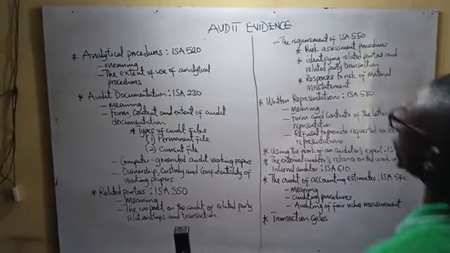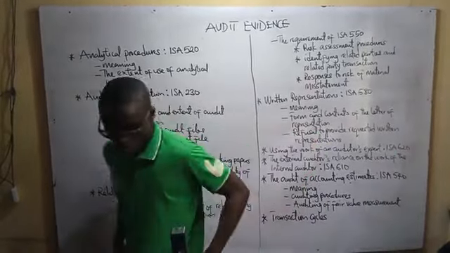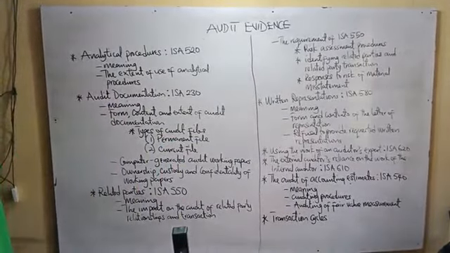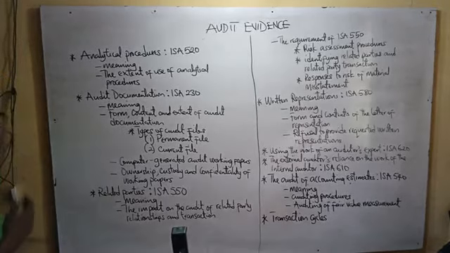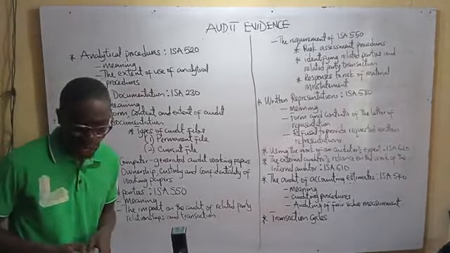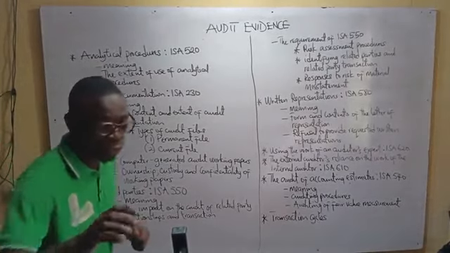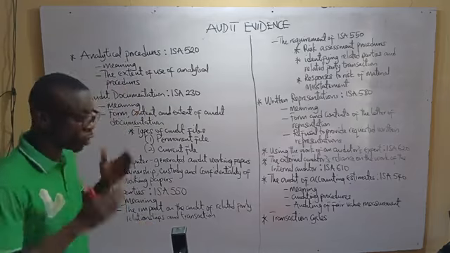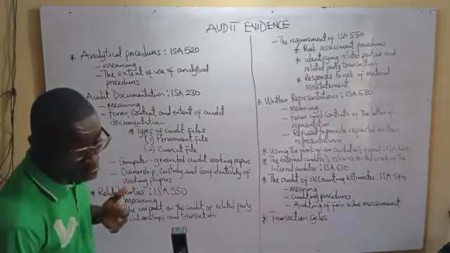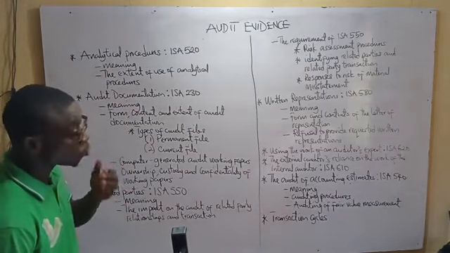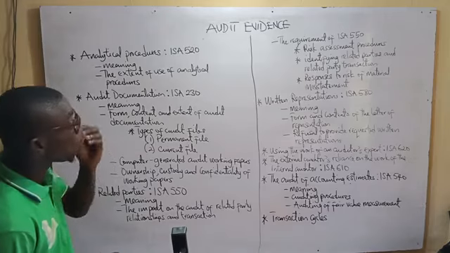So we'll be looking at audit evidence. We'll start from where we stopped in our last class. We stopped at analytical procedure. If you remember, analytical procedure is one of the methods of generating audit evidence. It is one of the sources or methods of generating audit evidence.